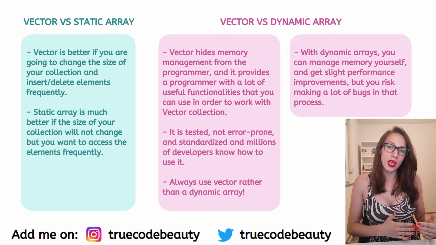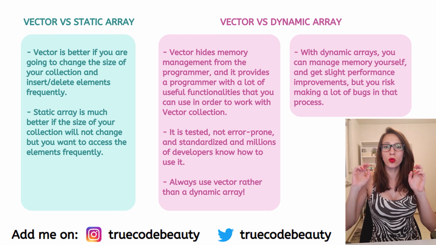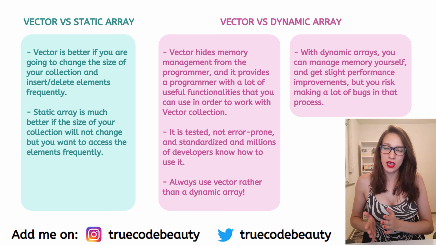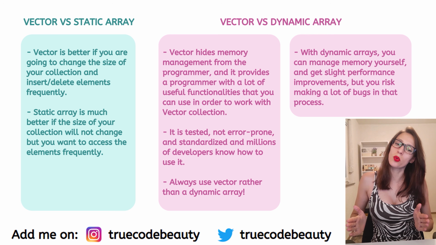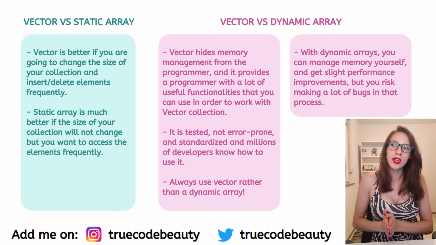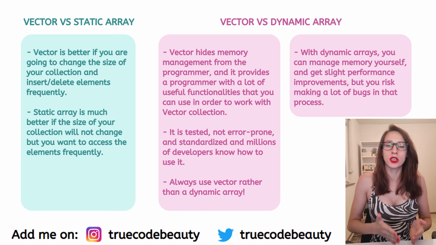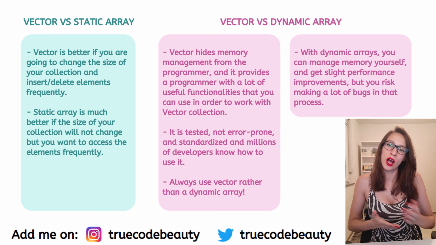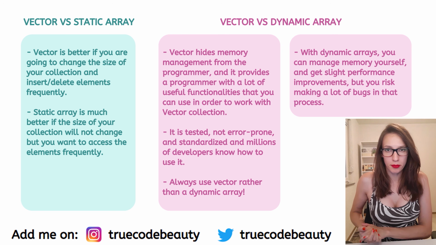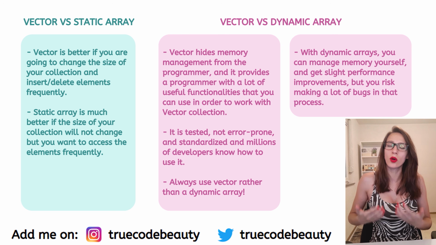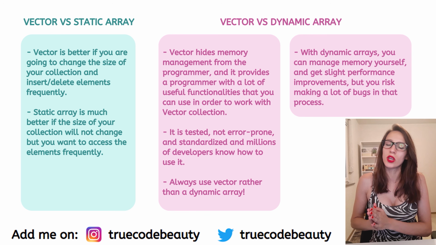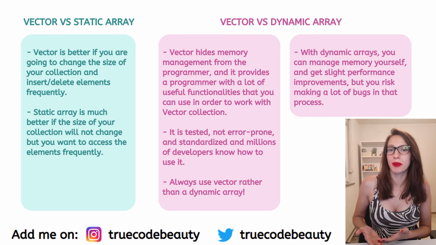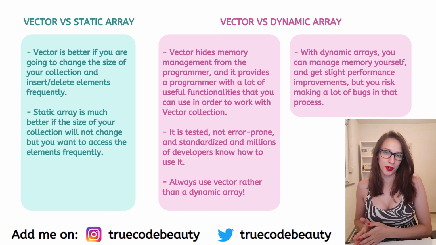A dynamic array, on the other hand, is like an old-fashioned way to do this same thing. So in dynamic arrays, every time that you want to either increase or decrease the size of your array, you need to work with raw pointers, and you need to use new and delete keywords in order to allocate and deallocate memory. And if you want to learn how to do this, you can watch the video that will be linked in the description. So now the question is, what is better, vector or dynamic array?